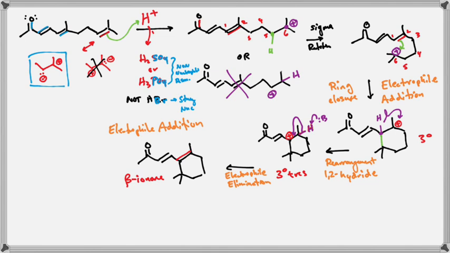a problem. If we take a look at that carbocation, the step right before this, what beta hydrogens do we have? 2 beta hydrogens?